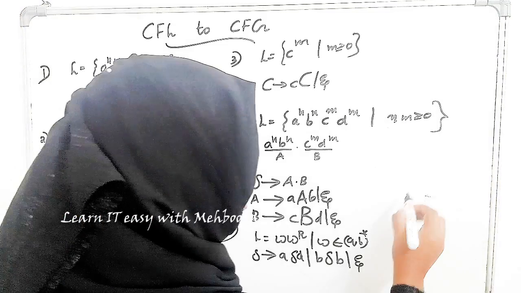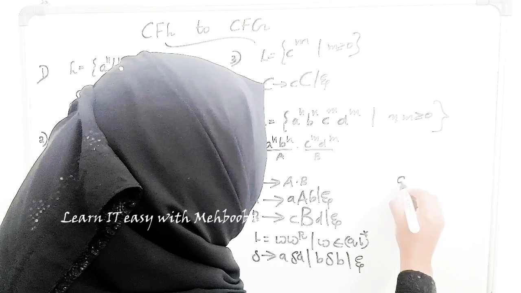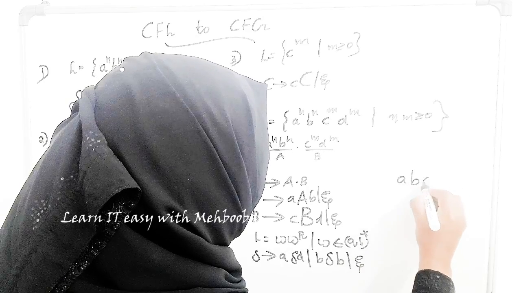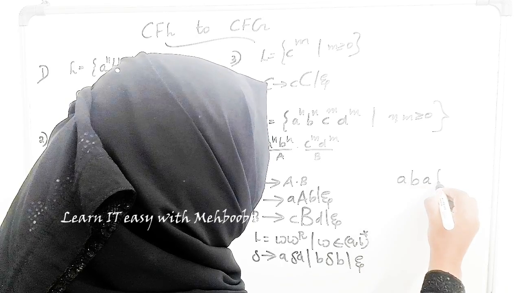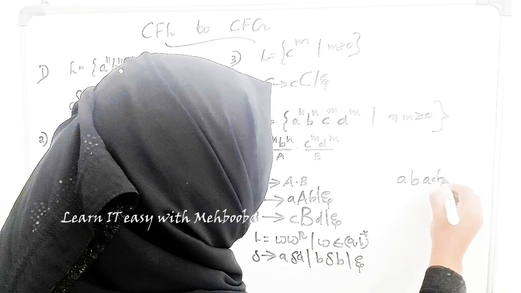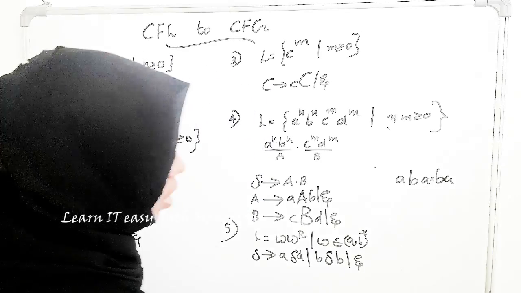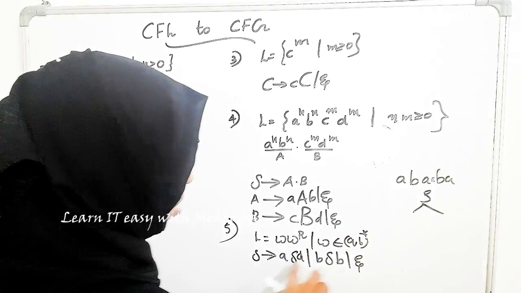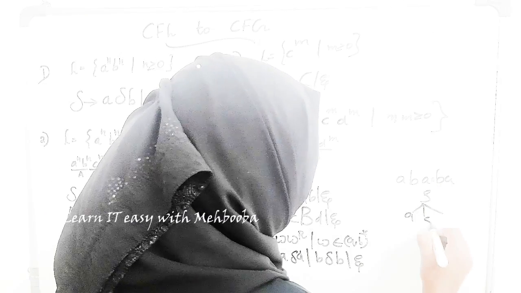We'll check how we can create the palindrome A, B, A. Now the reverse form is A, B, A, isn't it? A, B, A, A, B, A. We will check how we can do that. So I'm starting with S. The first and last characters are A, so I'm using this alternative, A S A.